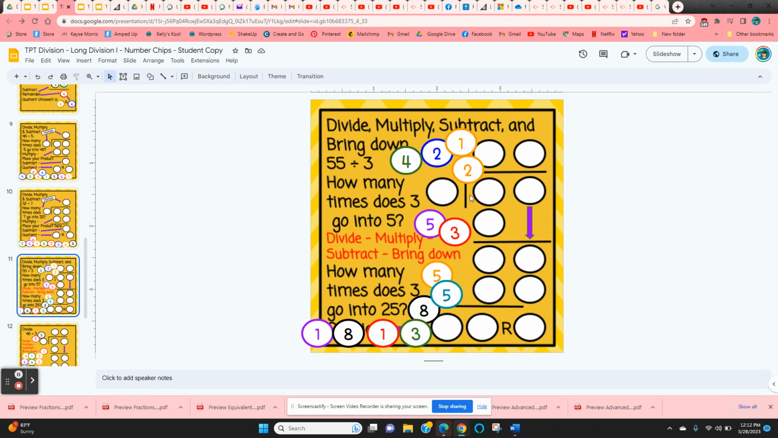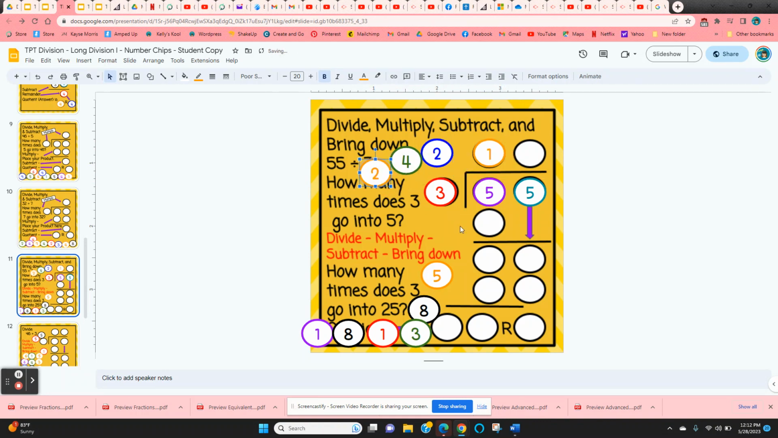So on this slide, they've got a little bit more difficult problem. They know where to place the numbers. They've already done that. 55 divided by 3. They're going to divide. 3 goes into 5 1 time. We'll move these out of the way here. When they multiply, 3 times 1, they get 3. Then they subtract and get 2.